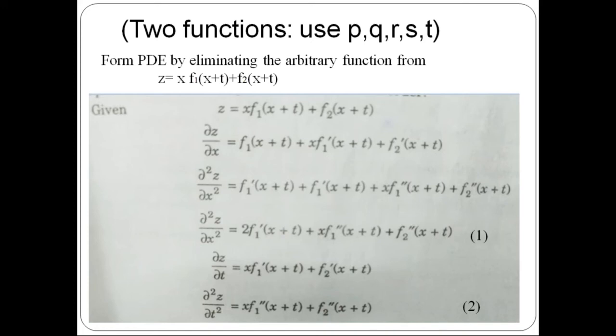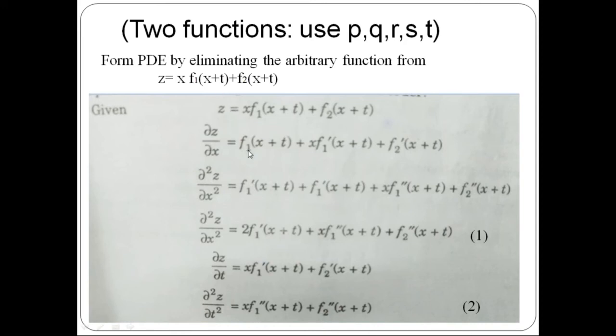Two arbitrary functions are there. I can differentiate with respect to x, I can differentiate with respect to t. Curl z by curl x will be, and here the product rule will be there. X derivative is 1, f1 of x plus t. Here x will remain as such, f1 dash of x plus t plus f2 dash of x plus t, because the coefficient of x is 1. So I just differentiate with respect to x.